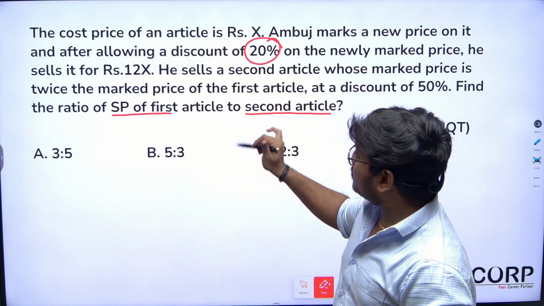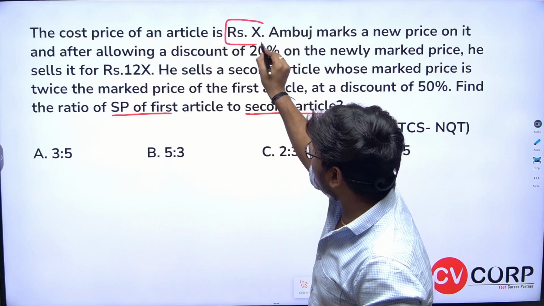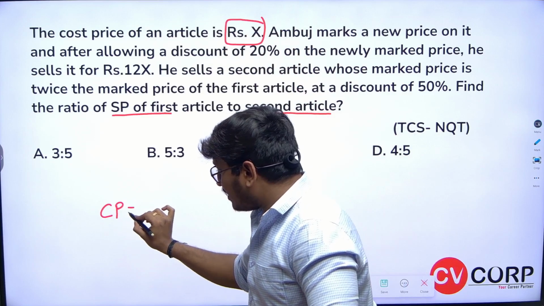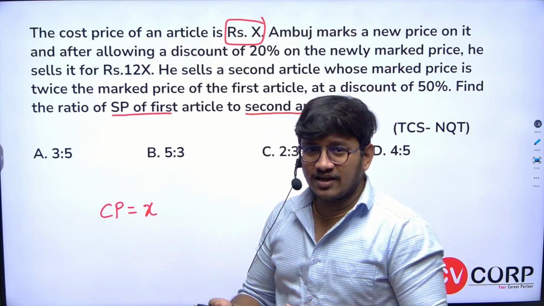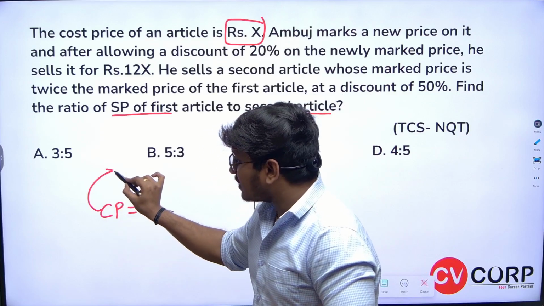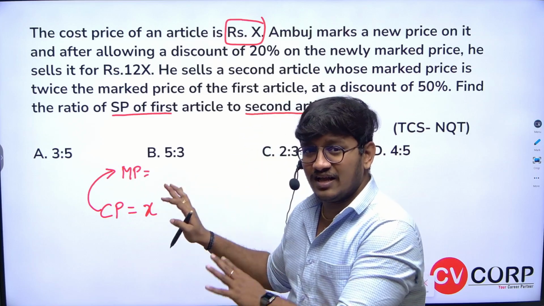So there is a cost price. Cost price of an article is x rupees, correct? Now first we should understand the logic here. After buying any article, what a business person will basically do is increase the price, correct? That price we call the market price. Yesterday we discussed clearly about this logic.